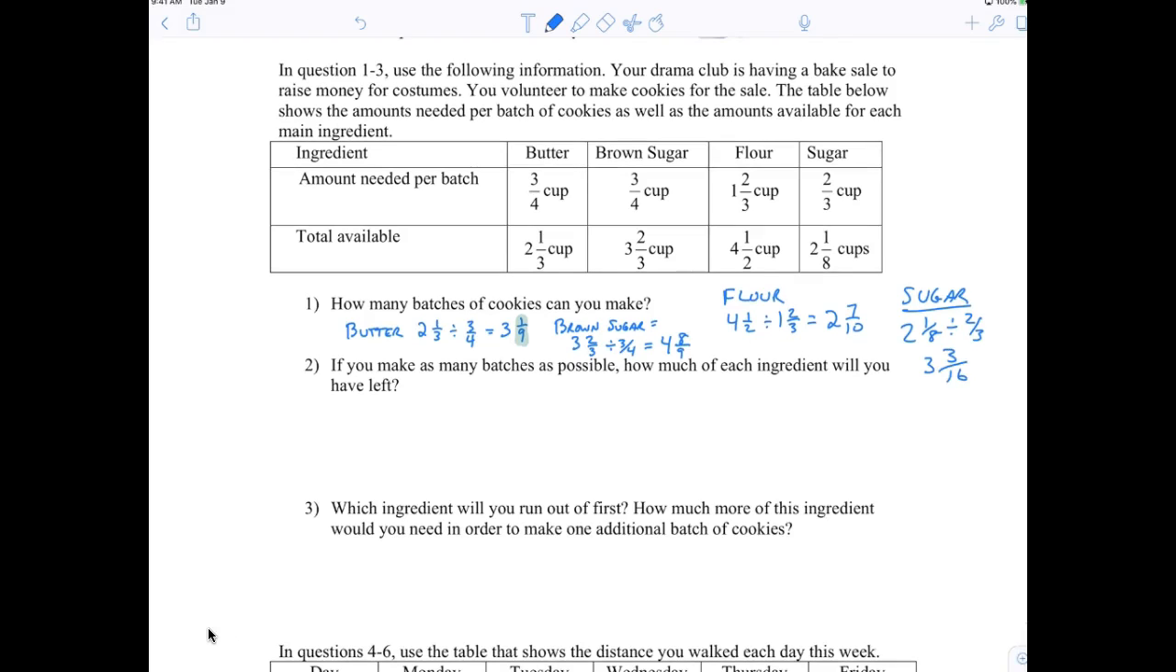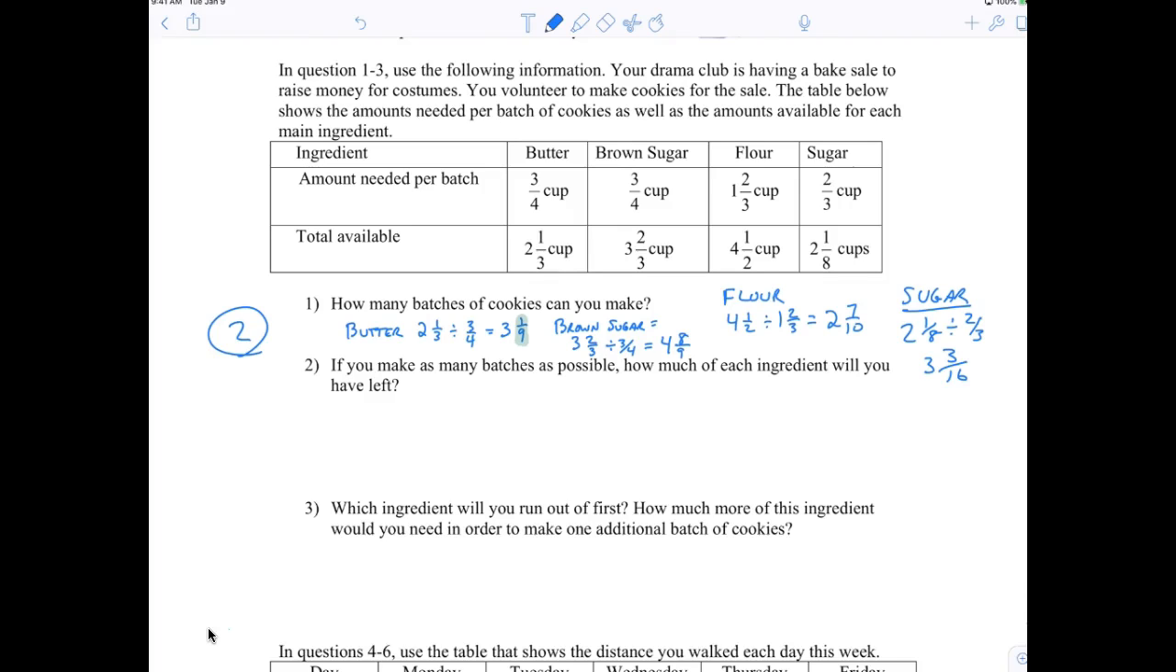Everybody good? All right. So now you're supposed to look at all of your ingredients and tell me how many batches of cookies we can make. Only 2, right? Yes, ma'am. Also add up the batches of the butter and all that in the total available? No, because they're different ingredients.